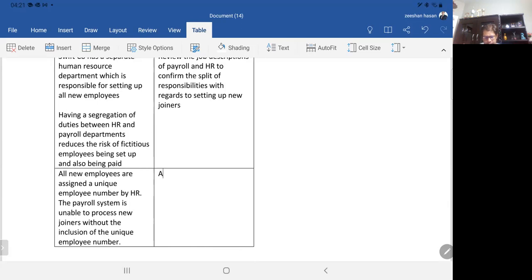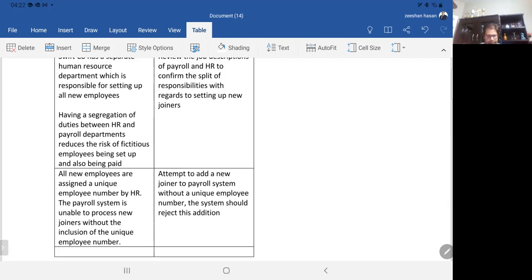Attempt to add a new joiner to the payroll system without a unique employee number. The system should reject this addition. Okay. Now another.